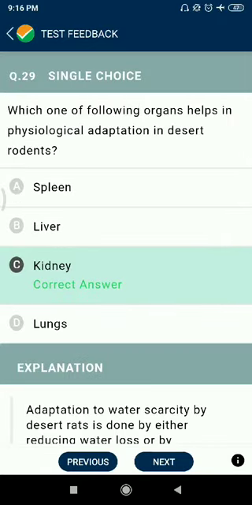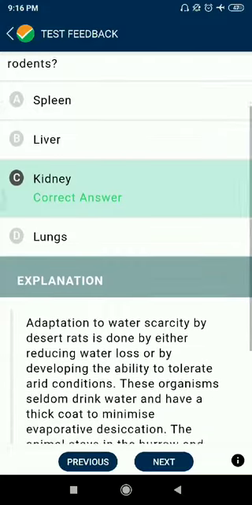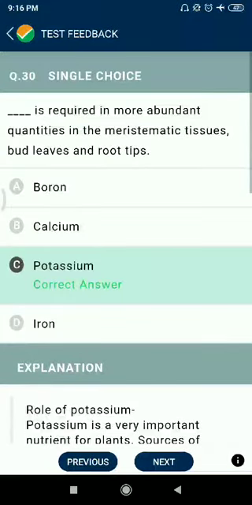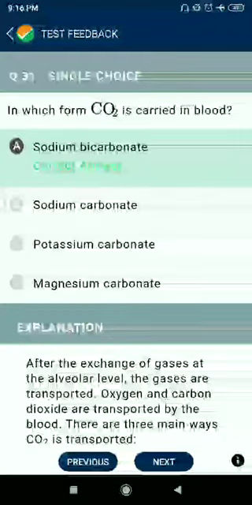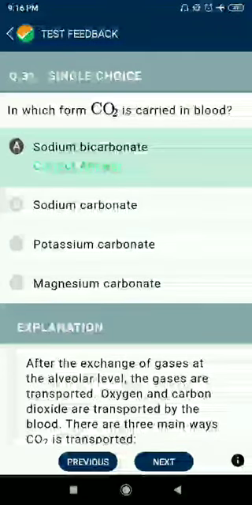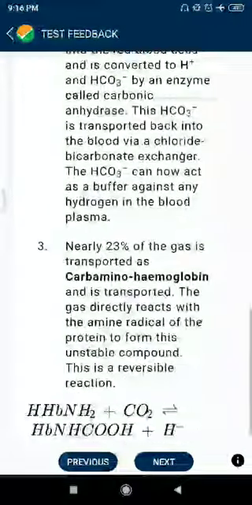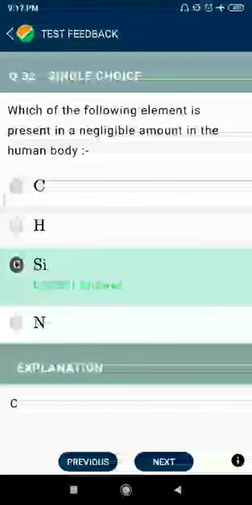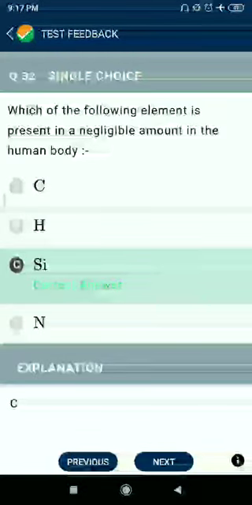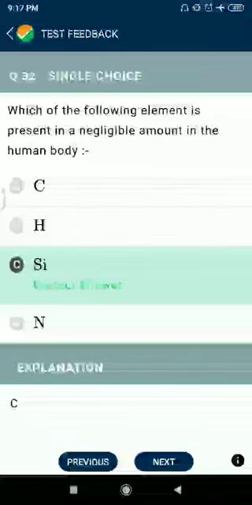Question number 29. Which one of the following organs helps in the physiological adaptations in desert rodents? Kidney. Question number 30. Potassium is required in more quantities in the meristematic tissues, bud leaves and root tips. Potassium. Question number 31. In which form is CO2 carried in blood? Sodium bicarbonate. Question number 32. Which of the following elements is present in a negligible amount in the human body? Silicon.